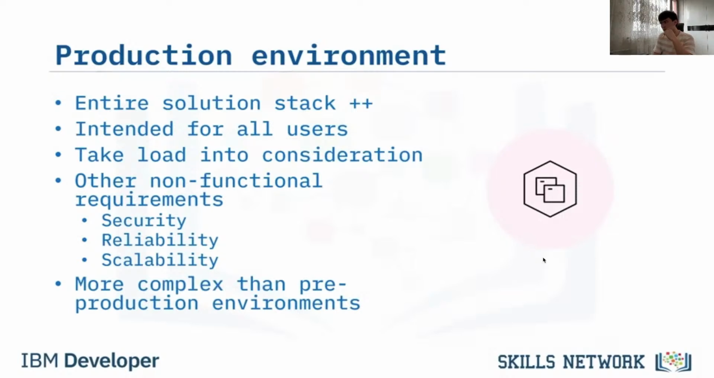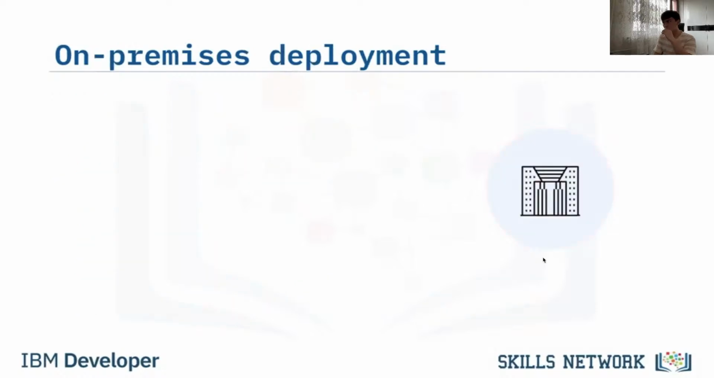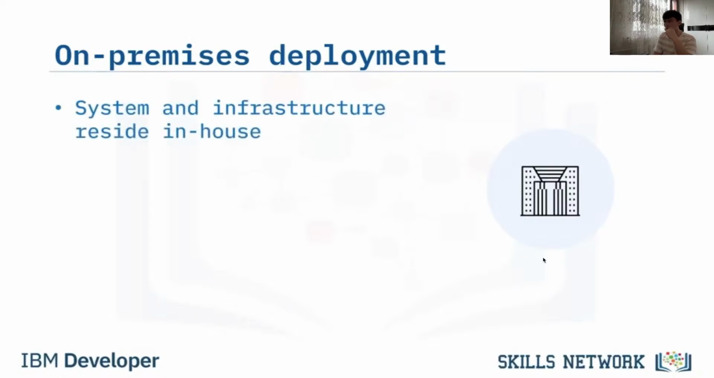Now let's take a look at the production environment infrastructure. There are several options for deploying application environments. In on-premises deployment, the system and its infrastructure resides in-house, within the organization's physical location, often behind a firewall. Firewalls prevent unauthorized access to or from a private network.